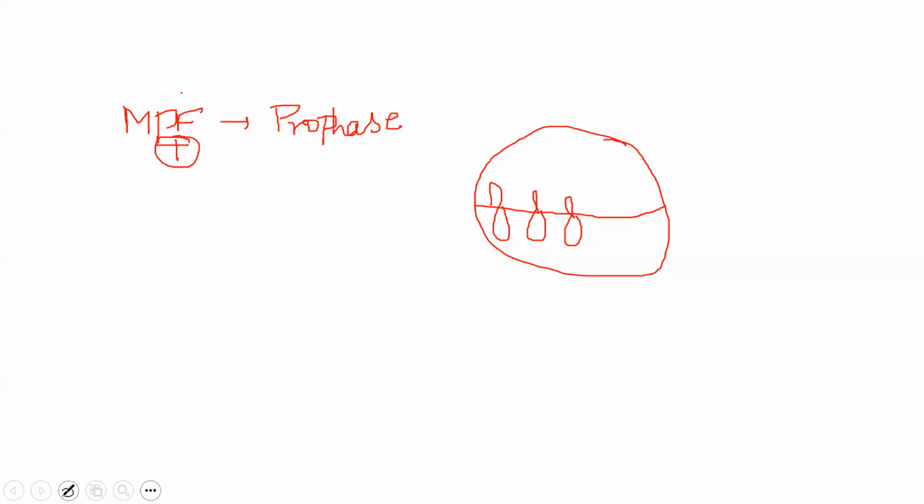What will happen in early anaphase? This MPF activation phosphorylates the cohesin, condensin, the Golgi matrix complex, and the nuclear membrane. And then what will happen after that? Metaphase, all the chromosomes will align at the equator. Sorry for my bad diagram presentation. Okay. And then in anaphase, what will happen?